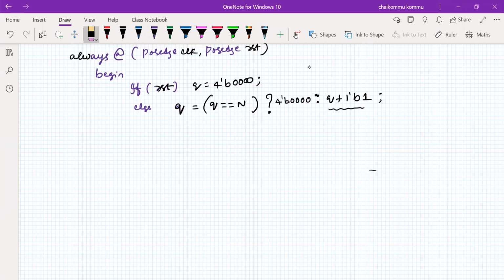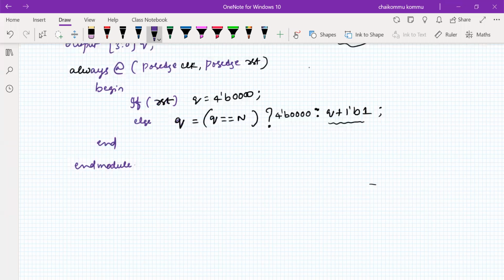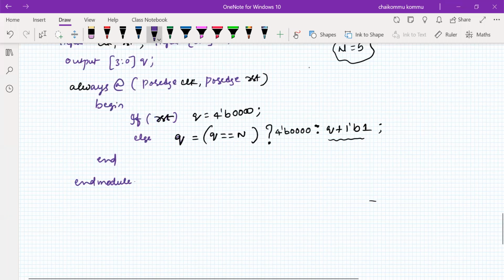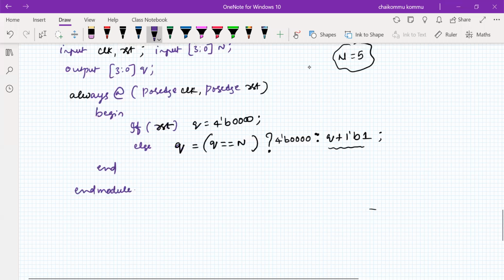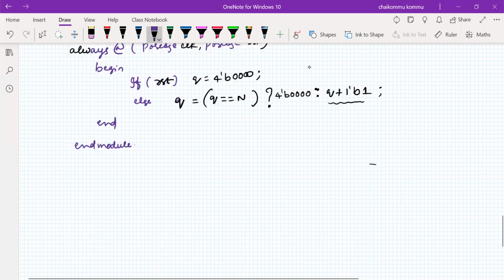So we do the end module. Here, actually, end is not required, and begin and end are not required, but I have only written it. So end module. So count, it is better to write the counter based on count enable. What do you mean by that? Let us see. Count with count enable.